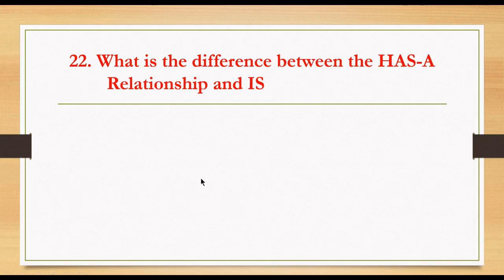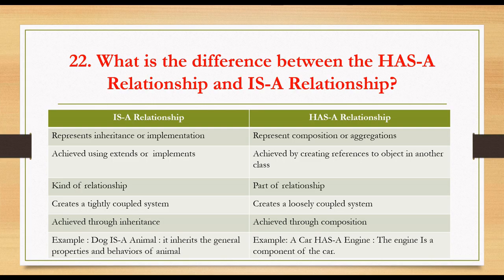what is the difference between the has-a relationship and the is-a relationship. So I have mentioned some differences between the is-a relationship and the has-a relationship. The first difference is, the is-a relationship represents inheritance or implementation, and the has-a relationship represents composition or aggregation. The next difference is, is-a is achieved using extends or implements, and the has-a relationship is achieved by creating a reference to an object in another class. The is-a relationship is a kind-of relationship, and the has-a relationship is a part-of relationship. The is-a relationship creates a tightly coupled system, and the has-a relationship creates a loosely coupled system.